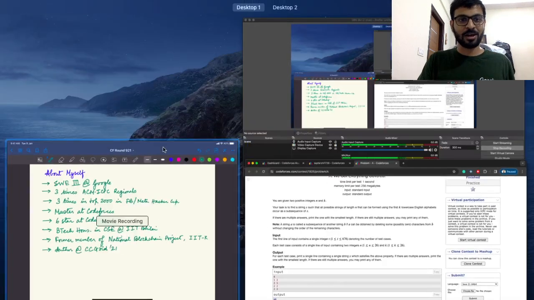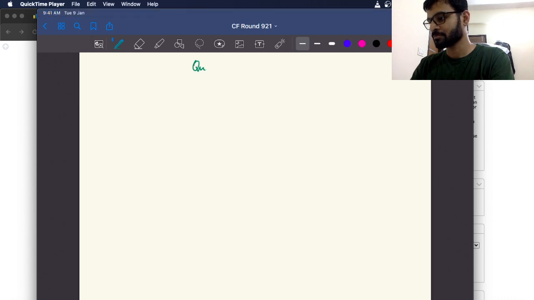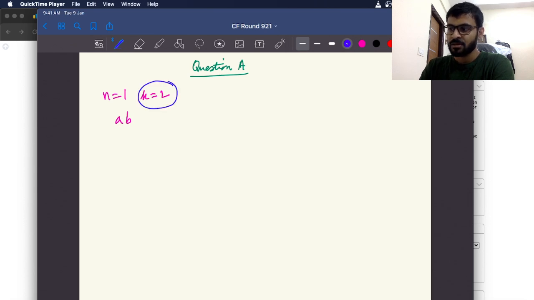So let us see how this question basically turns out. This is question A. Okay, so when n equals 1, k equals 2, n equal to 1 means all strings of length 1 possible using the first two lowercase letters. So k equal to 2 basically means a and b.